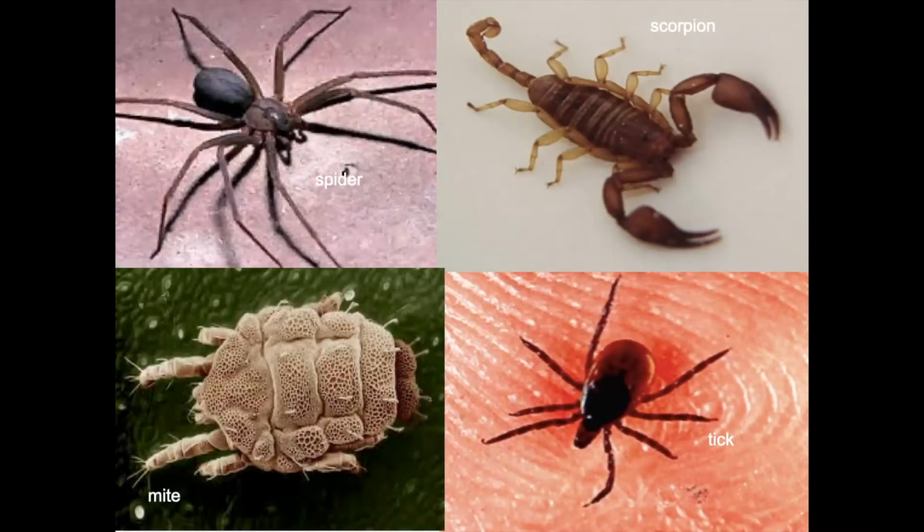And you can see spiders, scorpions, ticks, and mites. Now that spider up at the top is a brown recluse. You can see a backwards violin on its cephalothorax. That is very poisonous. You do not want to see that spider.